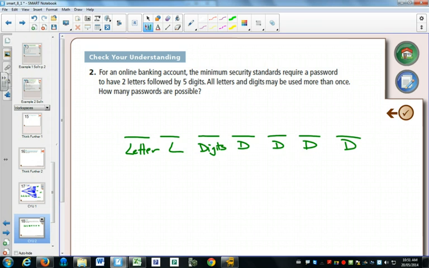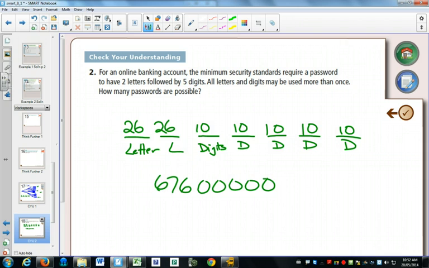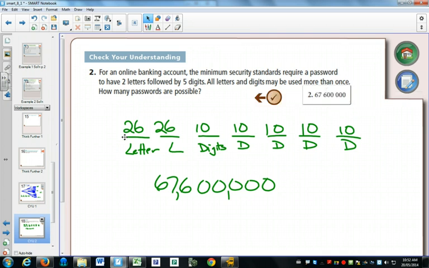Now, how many letters do we have as choices for our first one? 26 letters in the alphabet. And if you're allowed to use letters more than once, for the second one you would also have 26 letters. How many digits are there? 10, right? 1 through 9 and also 0. So there'd be 10 choices here, 10 choices here, 10 choices here, 10 choices here, 10 choices here. And this is 67,600,000 when it's all multiplied out. Just going to double check that. Good. Mental math for the day.